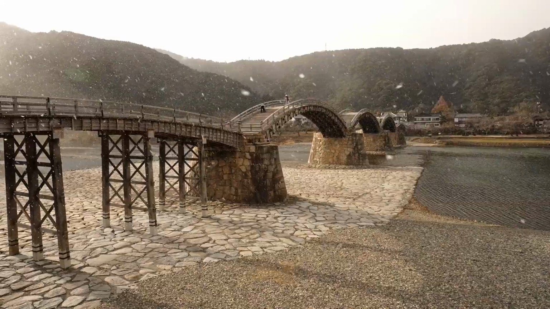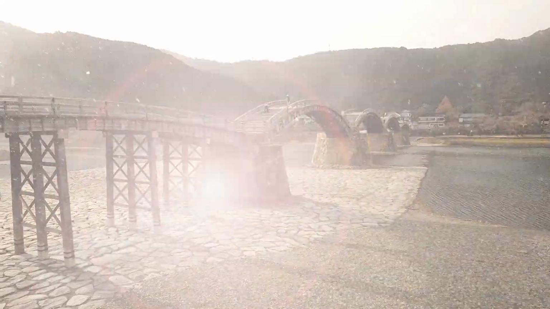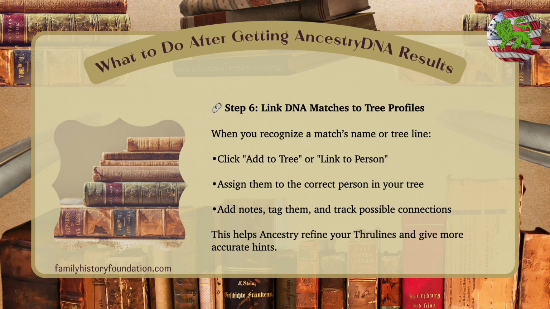Okay, step 6, link DNA matches to tree profiles. So when you find somebody, you can add them to the tree or link to a person. Then assign the correct person in your tree and add notes and tag them, okay? So when you find things, you can actually add them in, and Ancestry helps through something called ThruLines, and it can give you more accurate hints, okay?